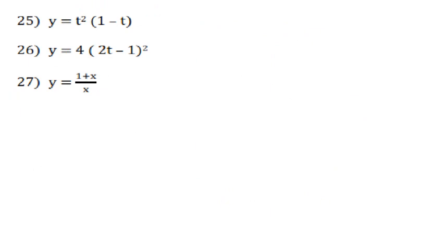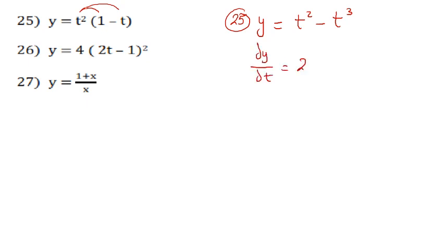Number 25, I will expand the bracket. So t squared multiplied by 1 is t squared, and t squared multiplied by t is t to the power of 3. So dy by dt is equal to, for t squared, I put down the exponent and subtract 1 from the exponent, minus, for t cubed, I put down the exponent and subtract 1 from the exponent.